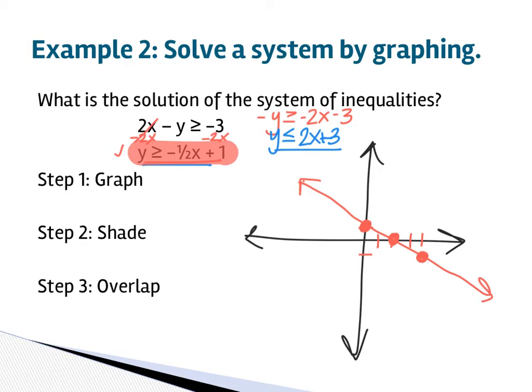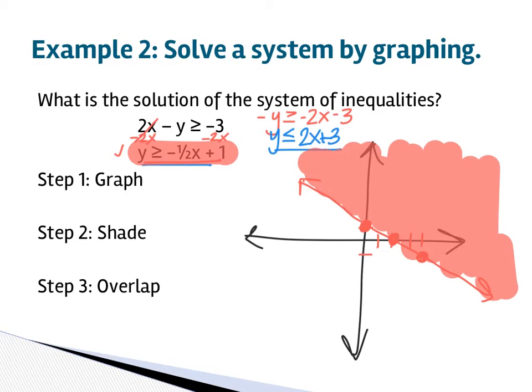The easiest way to do this is to pick a test point, and we'll say 0, 0, and you plug it in. If it's true, you shade on the side of the test point, and if it's false, you shade on the other side. But 99% of the time, if you have a greater than symbol, you're going to shade above the graph if it's in slope-intercept form. So we're going to shade up here. And if it's in slope-intercept form and you have a less than symbol, you're going to shade below the graph.